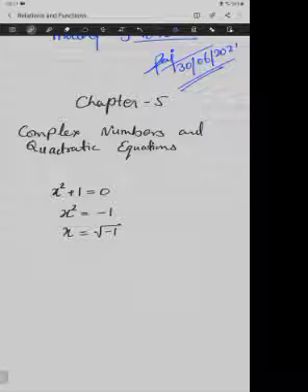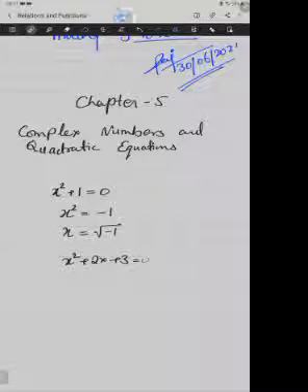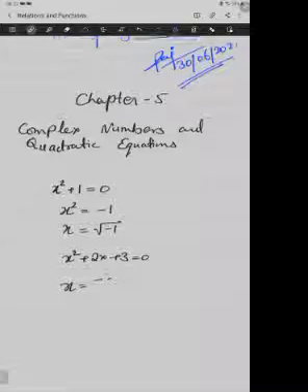Or one more example I am showing you. There was one equation, x square plus 2x plus 3. We need to solve this. Then what could we do in such conditions? So in this case, we need to solve x equals to minus b plus minus under root b square minus 4ac upon 2a.